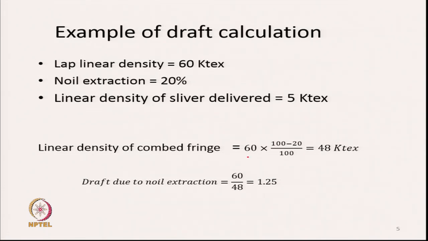So, that is going to be how much? 60 into 100 minus 20 by 100, what 20% waste we are removing from 60 kilotex. Therefore, basically it is 60 into 0.8, and therefore, it is going to be 48 kilotex, that is the fleece that we produce from each combing head. So, draft due to noil extraction in this case, therefore, we can write is 60 by 48, which is going to be 1.25. So, 1.25 becomes the draft due to noil extraction in this case.